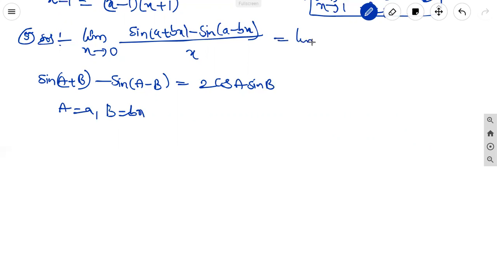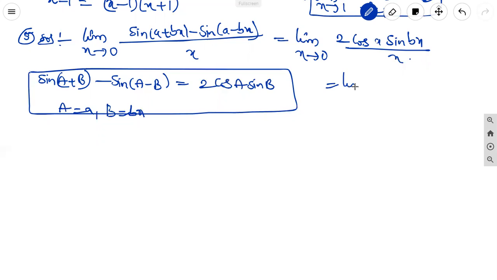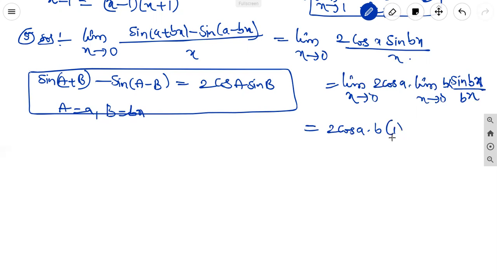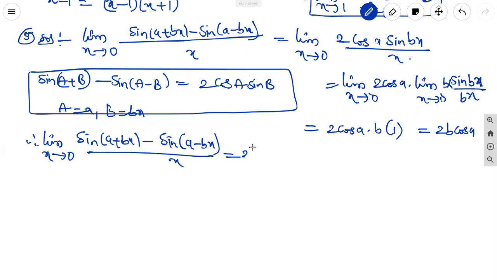So you can write it as limit x tends to 0, 2 cos A sin bx by x. So it is equal to limit x tends to 0 of 2 cos A into limit x tends to 0 of sin bx by x. Here the sine has a function, so the same function should be in the denominator. For that, we should multiply and divide with b. This b is a constant outside, and this is also a constant value. 2 cos A into b into 1 is equal to 2b cos A. Therefore, limit x tends to 0, sine of a plus bx minus sine of a minus bx by x equal to 2b cos A.